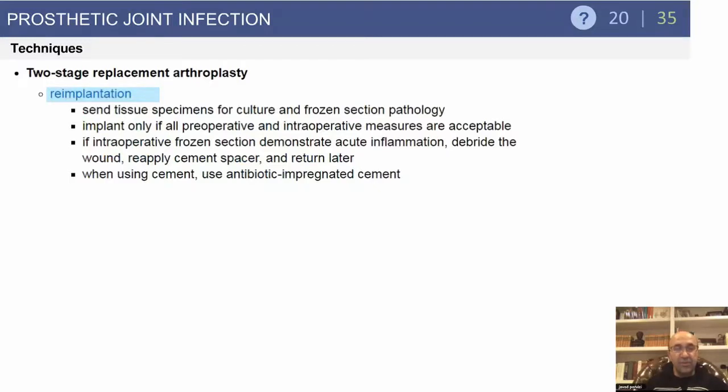Reimplantation is done when infection appears to be under control, soft tissues have healed, and patient serology is tending towards normalizing. And during this time, you get another opportunity to do debridement.